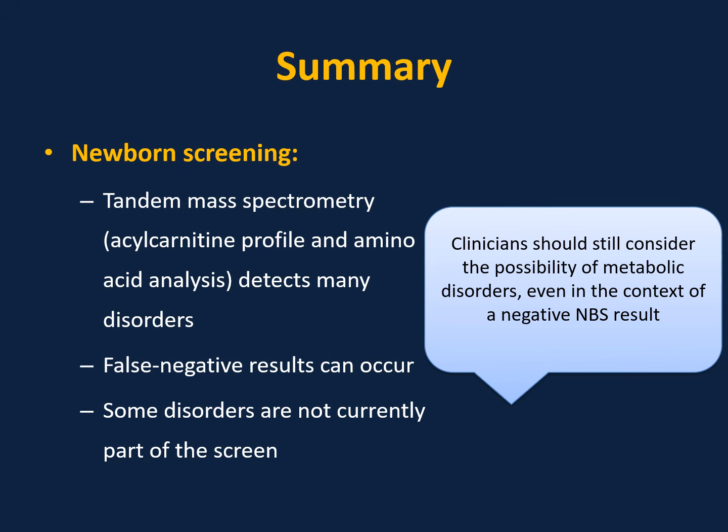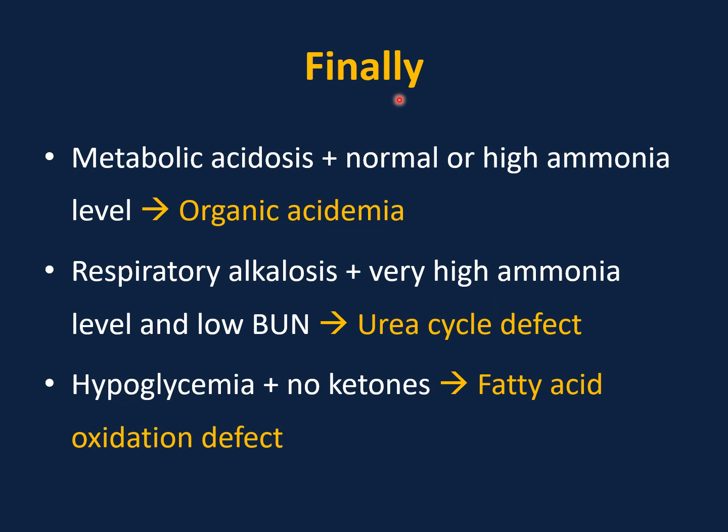Finally, if you do not remember anything in this presentation, at least remember metabolic acidosis plus normal or high ammonia level is suggestive of organic acidemia. Respiratory alkalosis plus very high ammonia level and low BUN is urea cycle defect. Hypoglycemia with no ketones, with no ketosis, with no ketone in urine is suggestive of fatty acid oxidation defect or hyperinsulinemia. This is the end of this presentation.